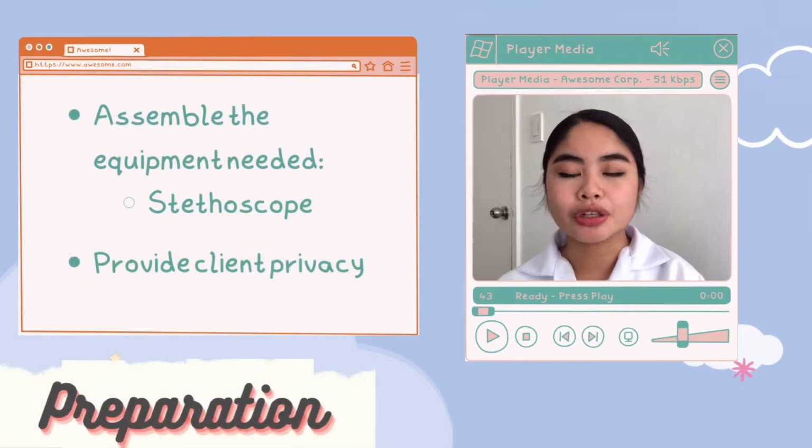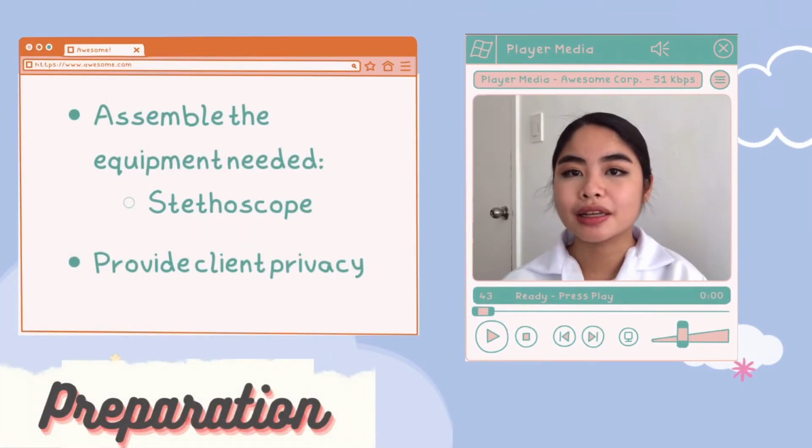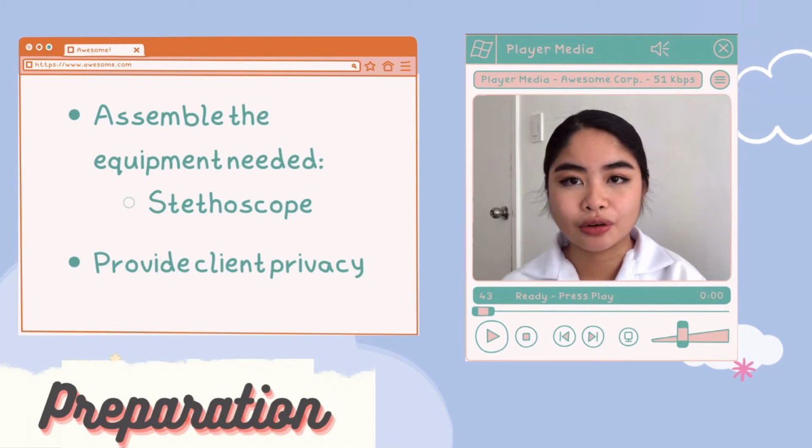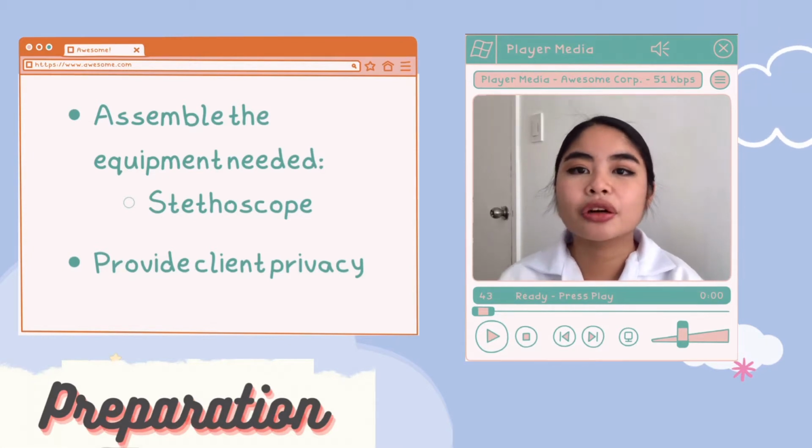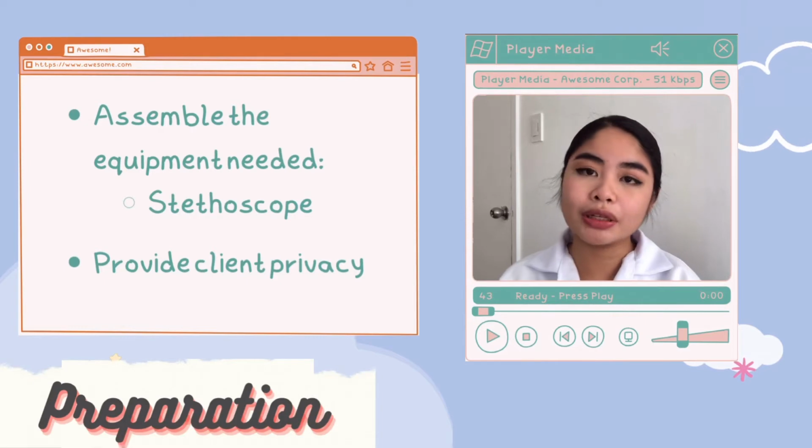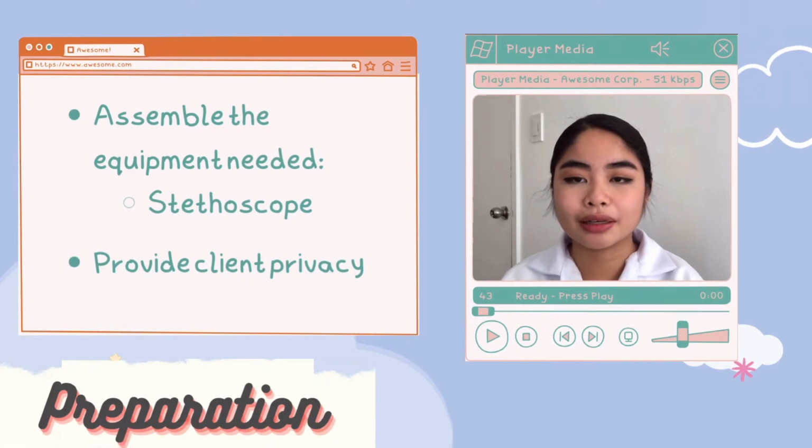For the preparation, you're going to have to assemble the equipment and supplies needed for this procedure, such as the stethoscope. Second, you're going to provide for client privacy. In women, drape the anterior thorax when it is not being examined.